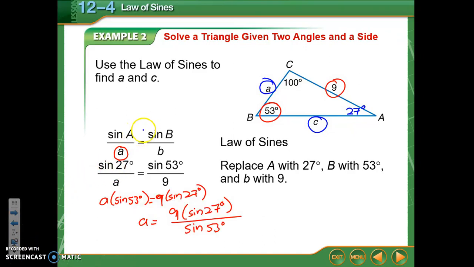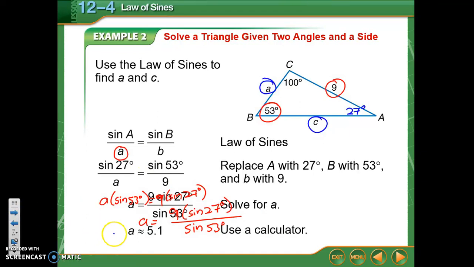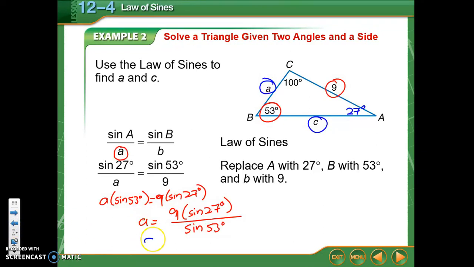Here it is with another step shown. Basically, I multiplied both sides by A and then multiplied both sides by 9. Some of you know that is cross multiplying. And I end up getting A is equal to this ratio. And when I solve with my calculator, I get A is about 5.1. So side A has a length of about 5.1.